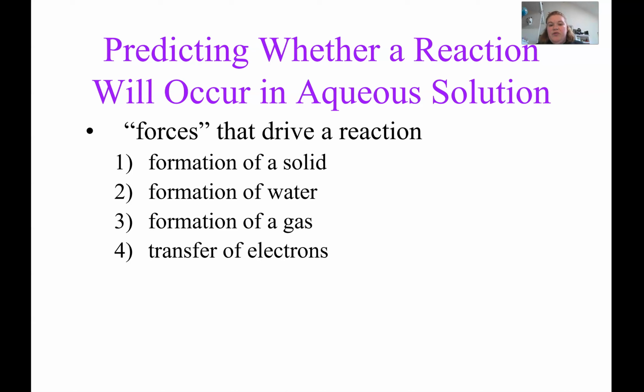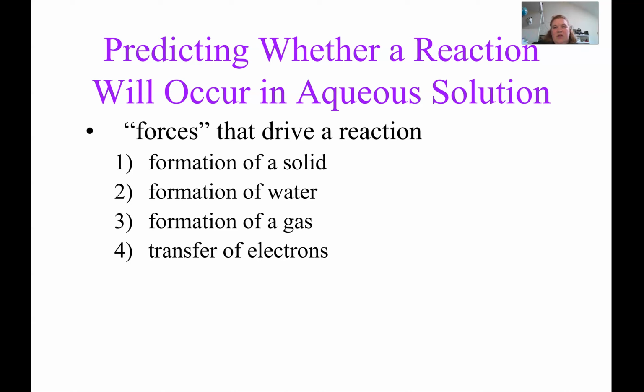So we're going to move into the section of the chapter where we're looking at reaction types and predicting products, and even just predicting whether a reaction will occur or not. Our focus is going to be aqueous reactions or water-based reactions. In order for a reaction to occur, it has to have a driving force, meaning there has to be a reason for it to occur.